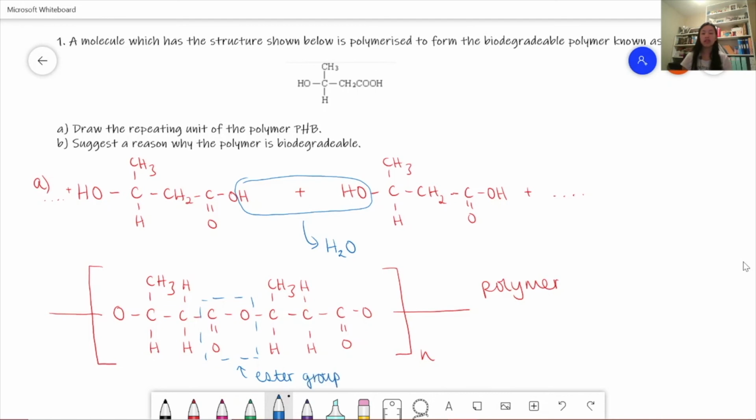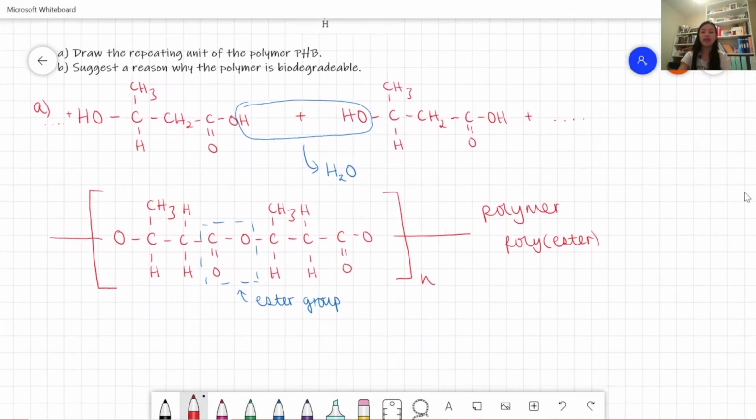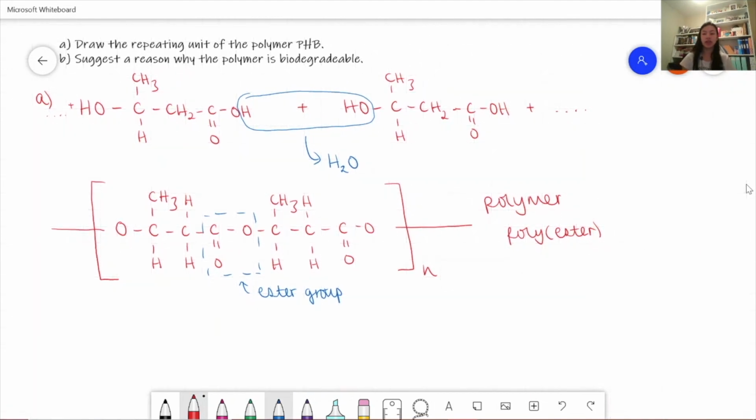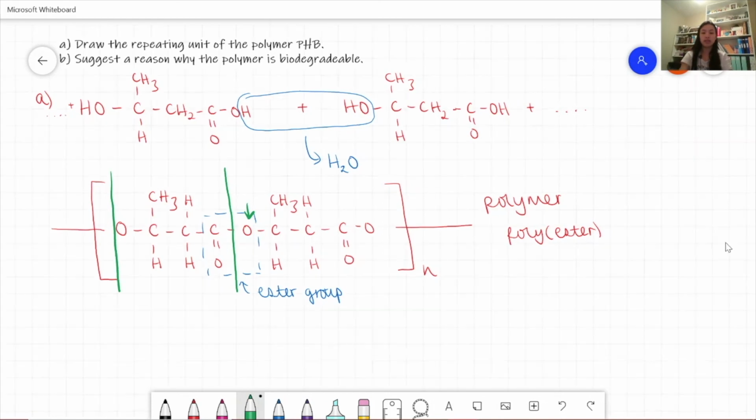And so because loads and loads of these groups repeat along this long chain molecule, this is actually a polyester, which is a type of condensation polymer. To find the repeating unit of this, we start from the left and scan along from left to right to see when it starts repeating again. We can see that it starts repeating at this oxygen, and so we draw a line here, and this is our repeating unit.